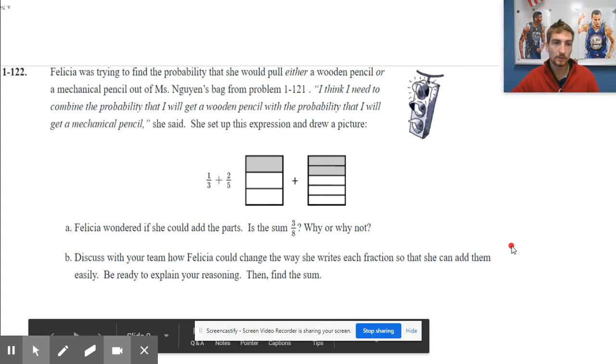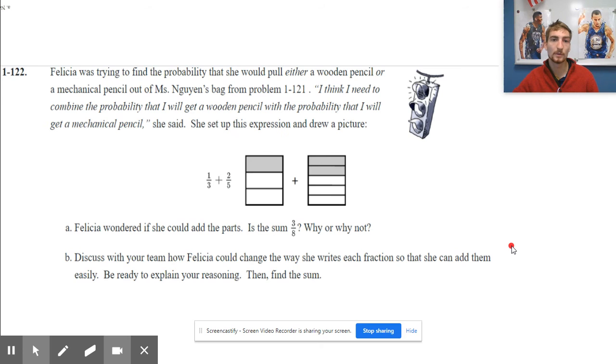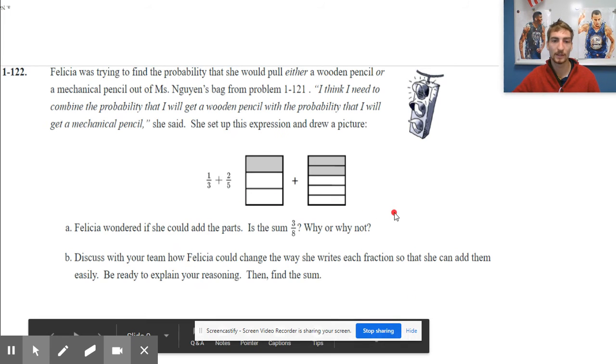Then it says Felicia was trying to find the probability that she would pull either a wooden pencil or a mechanical pencil out of Miss Guyan's bag. That's what we're going to go with. I think I need to combine the probability that I will get a wooden pencil with the probability that I will get a mechanical pencil, she said. So she set up the expression and drew a picture. Here she has 1/3 plus 2/5, and she ends up with 3/8.